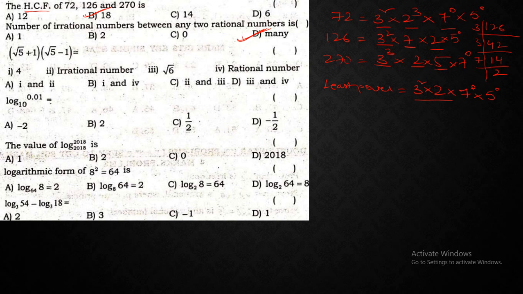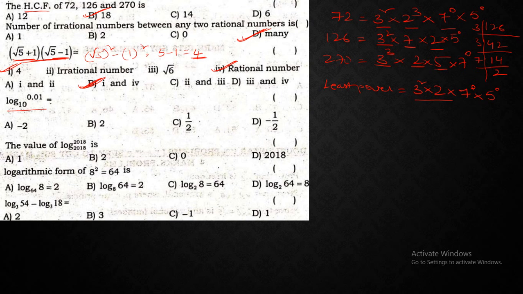Root 5 plus 1 into root 5 minus 1. This is in a plus b and a minus b form. So a plus b into a minus b, I can write as a square minus b square, which I can express as 5 minus 1. So 5 minus 1 is 4. So 4 is a rational number. Right? So from this, 1 and 4, option B will be satisfied.